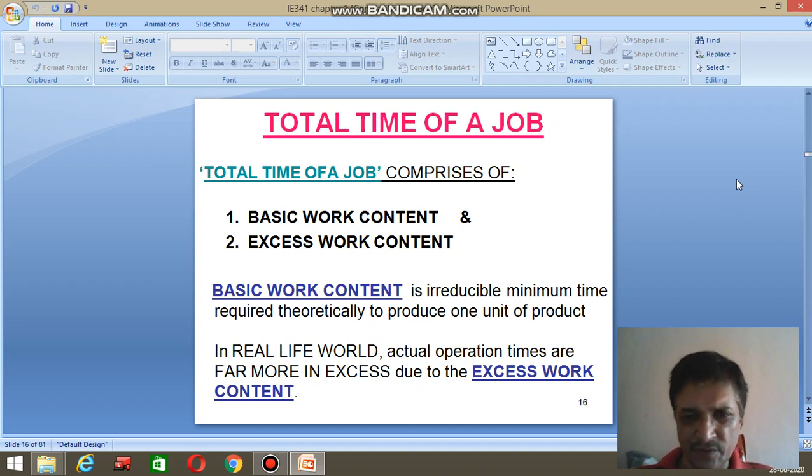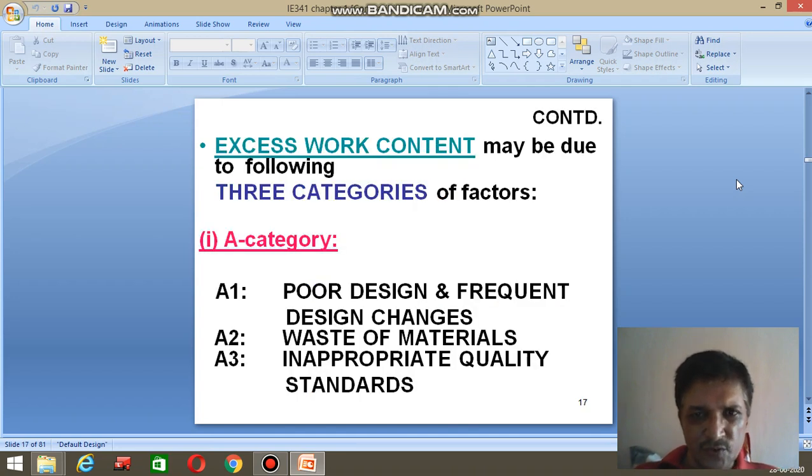The basic work content is the irreducible minimum time that is required theoretically to produce one unit of a product. In the real world, the actual operation times are far more, in excess, due to the excess work content. So we have to reduce this excess work content. Excess work content may be due to the following categories of factors: poor design and frequent design changes, and the waste of material.